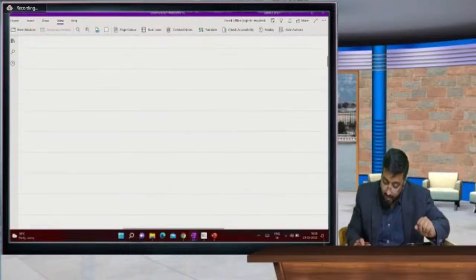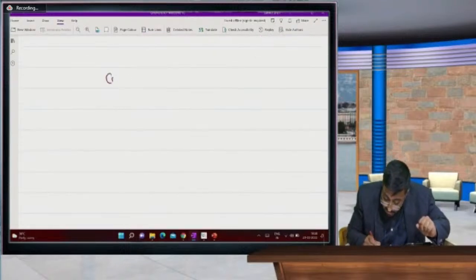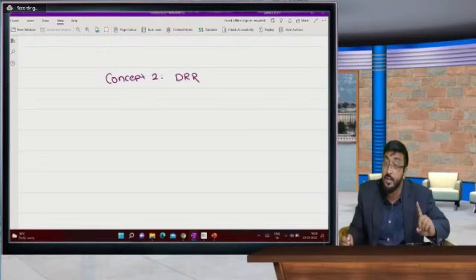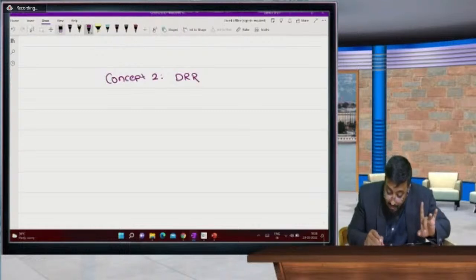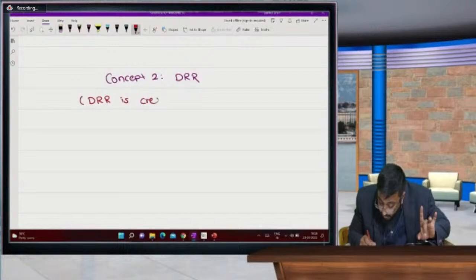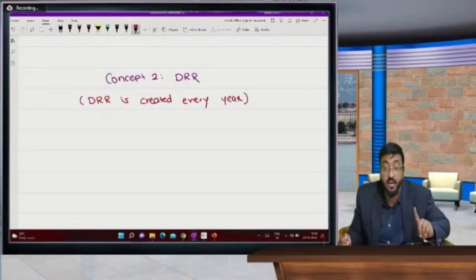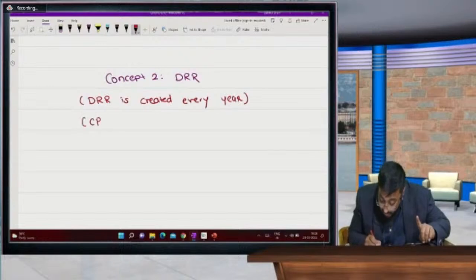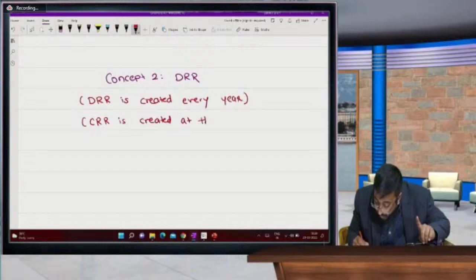So see, here concept number 2, write down, DRR. Sir, is it similar to DRR, CRR? No. So here, red pen, mark it, difference. DRR is created every year. Every year you have to create DRR. And red pen, CRR is created at the time of, yes, fill in the blank.